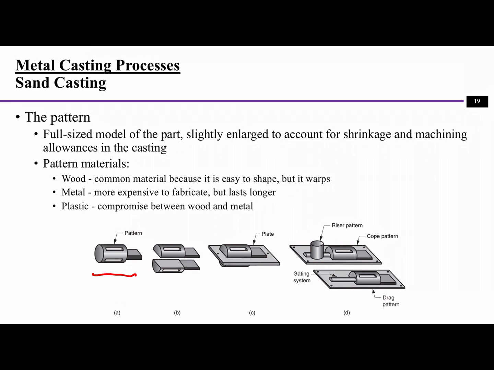So we are making the pattern. Also, we have designed the pattern for the riser, and also the cap pattern for the cope as well. Just because there's a gating system, we need to make sure of where the melted metal needs to flow in, right?